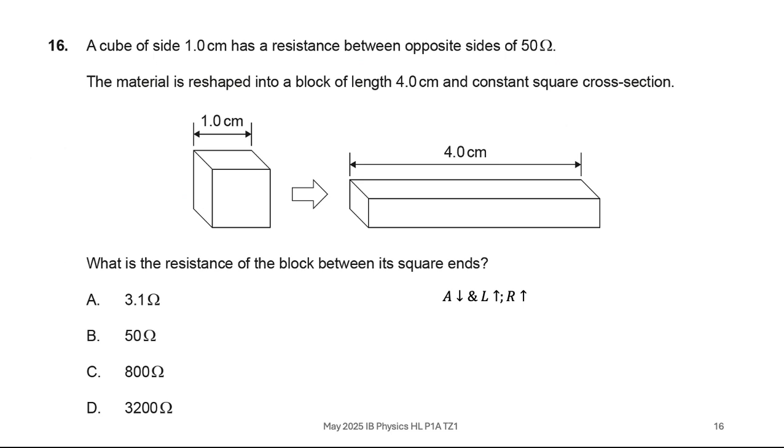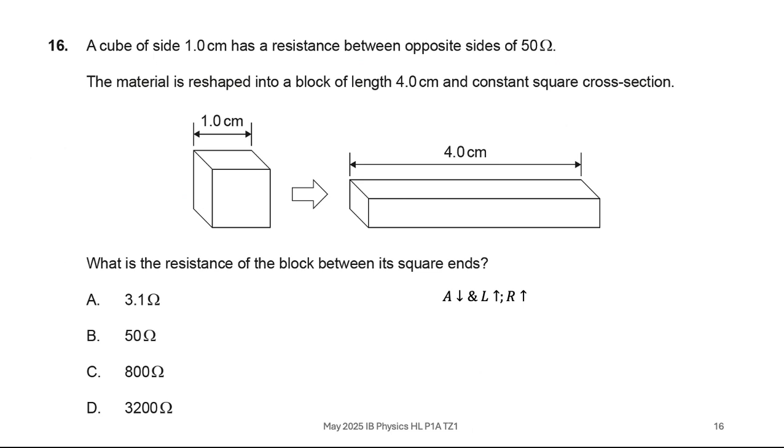At the same time, the area is going down. And what we mean here by the area is the area of this side here. We are measuring the potential difference across the opposite sides, and so the area here is going to be smaller. So again, when we reduce the area, there's less space for the charge to move through, there's a higher resistance.